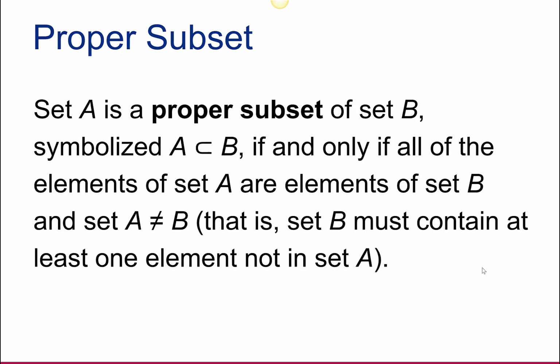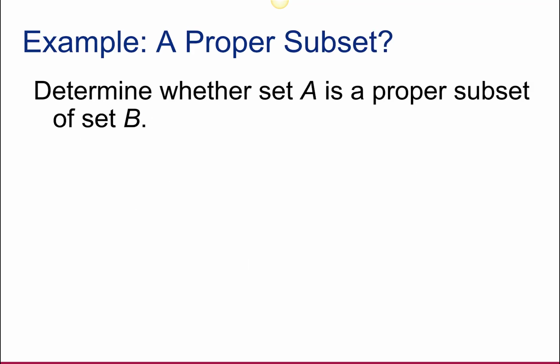A proper subset is symbolized with the symbol shown here, if and only if all the elements of set A are also elements of set B, and set A does not equal set B. That is, set B must contain at least one element not in set A.